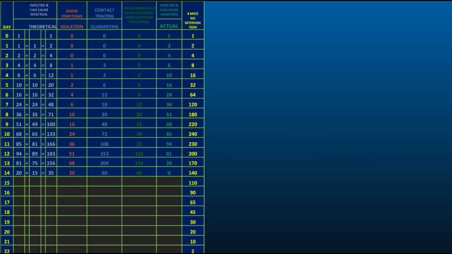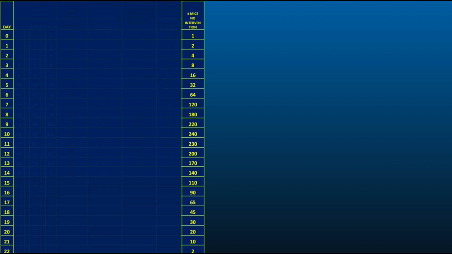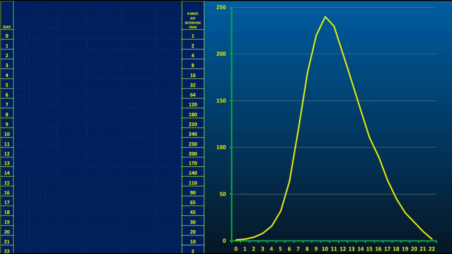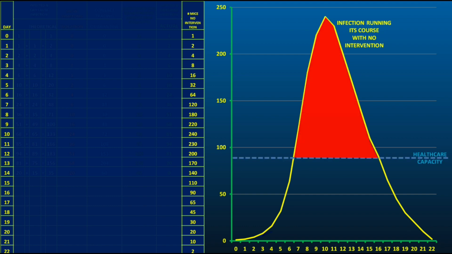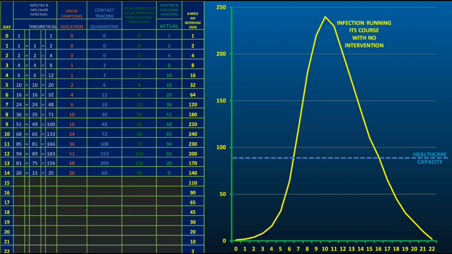I apologize for the complex appearance of this table, but hopefully as we go through it, it will make some sense. The first column is simply the number of days of the infection. The last column is the original data collected when the infection was allowed to run its course without intervention, resulting in this curve. The rapidly rising infection rate with the initial doubling time of 1 day or 24 hours results in this large red area, which is the number of mice inundating the healthcare capacity of the 30 student researchers. Let's now quickly go over the table.